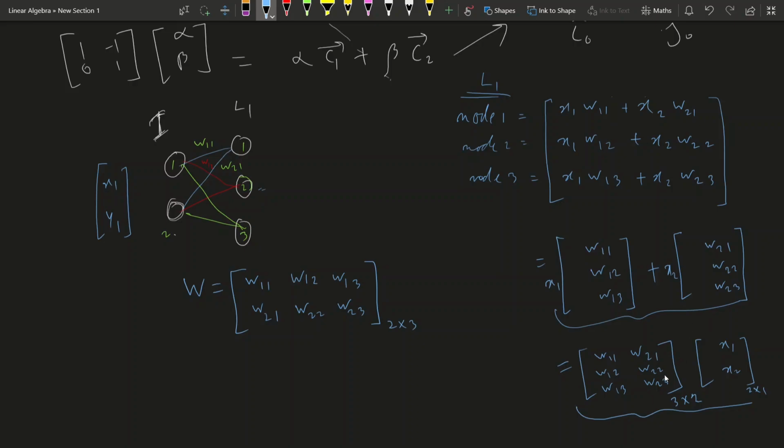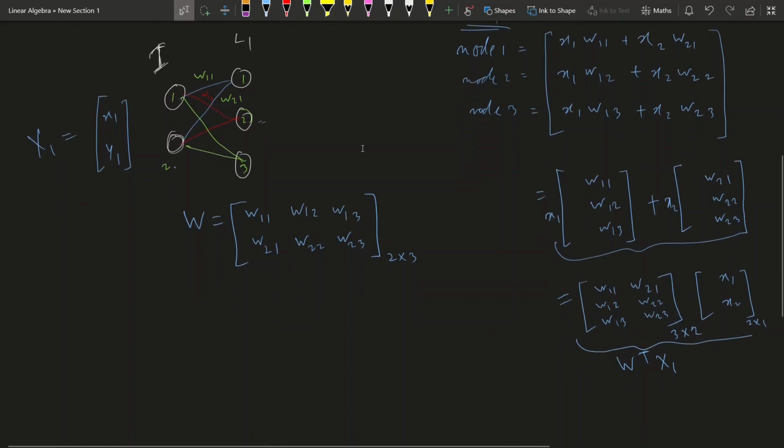Now you can clearly see that this matrix is nothing but the transpose of this W matrix, which means, let's say this is your x vector, then this is nothing but W transpose times the x vector, right? So this is the output of layer 1.